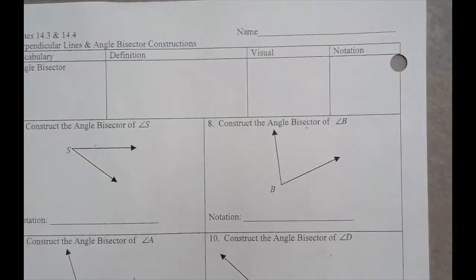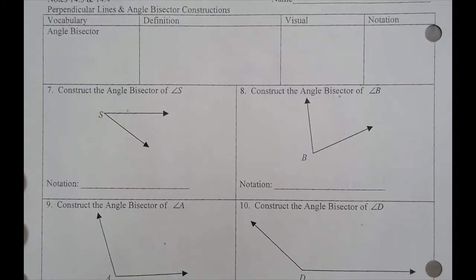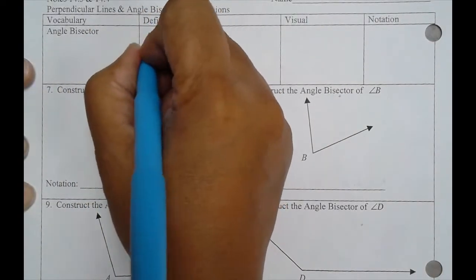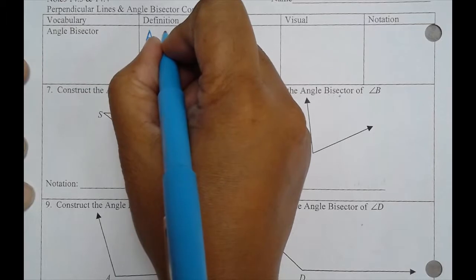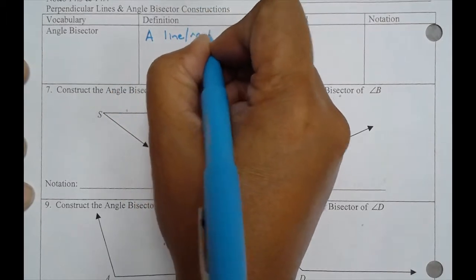Okay, let's go ahead and turn this over. And on the back side, we have another construction, which is the angle bisector. Now, what is an angle bisector? Let's go ahead and write the definition. An angle bisector is, and it could be a sort of things. It could be a line, it could be a ray, it could be a segment.